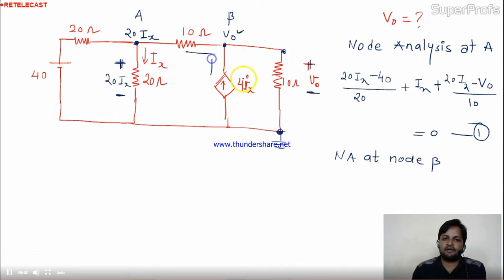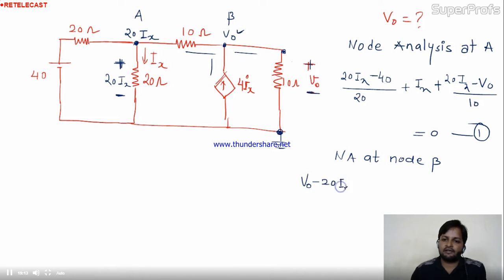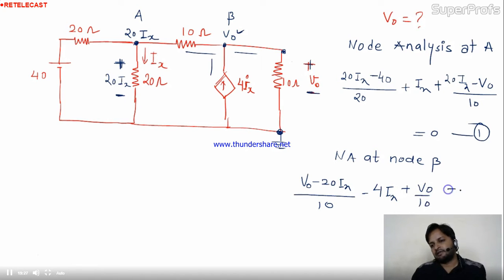Come to B now. V0. Three branches again: 1, 2, 3. V0 minus 20 Ix, divided by 10. Fine. This is the incoming current. Minus 4 Ix is the value. Now V0 minus 0 divided by 10, so V0 by 10 equal to 0.